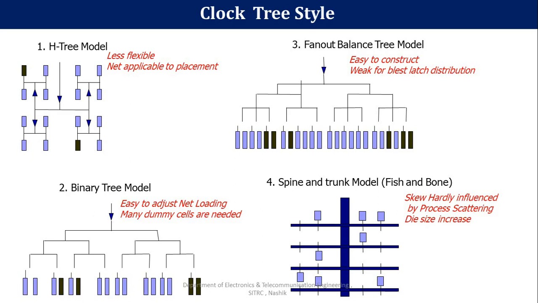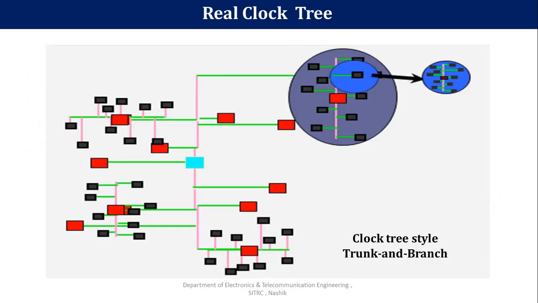Again, at the different stages, a number of components are used. Depending on the components, the different stages are divided, and at every stage the clock skew is even. Hence, the skew is hardly influenced by process scattering or die size increase. Here only the die size is increasing, means more area is required, but this skew is not greatly influenced by process.